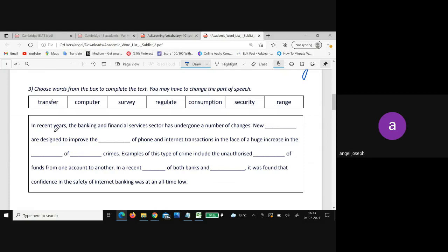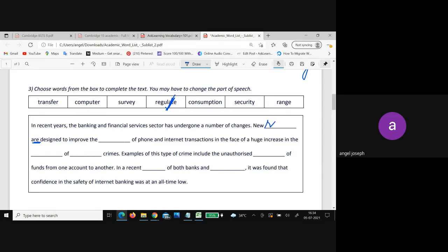So, let's look once more. In recent years, the banking and financial services sector has undergone a number of changes. New dash are designed. So we have to use the plural form because we can see here the word is are. What do you guys want to put here? New something has been designed. New transfer? New computers? No. New survey? No. New, okay. I've got this word that I can put here. Anything else? I'm guessing the answer.